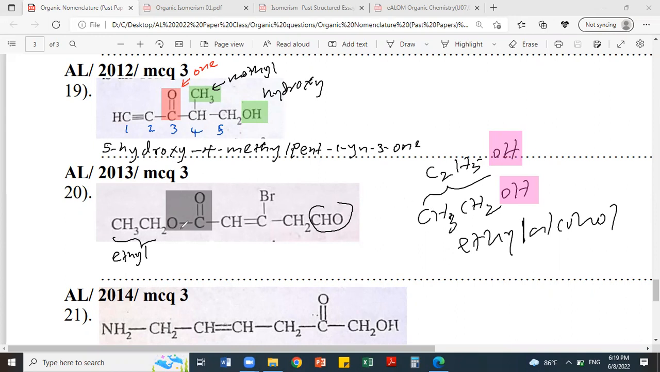Then this is called ester. You can see the priority list. So this is bromo, a side group. So in the presence of the COOR group, this CHO becomes what? A side group.